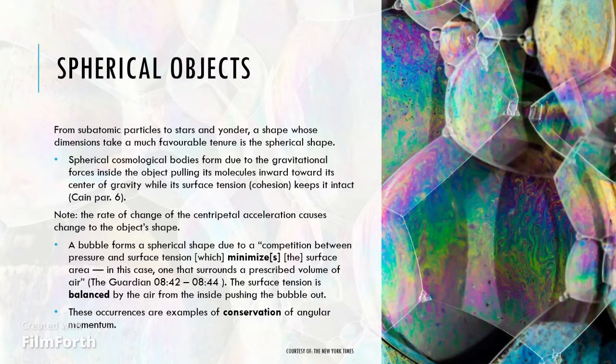Secondly, a bubble forms a spherical shape due to the competition between pressure and surface tension, which minimizes the surface area. In this case, one that surrounds a prescribed volume of air. The surface tension is balanced by the air from the inside pushing the bubble out. These occurrences are examples of conservation of angular momentum.